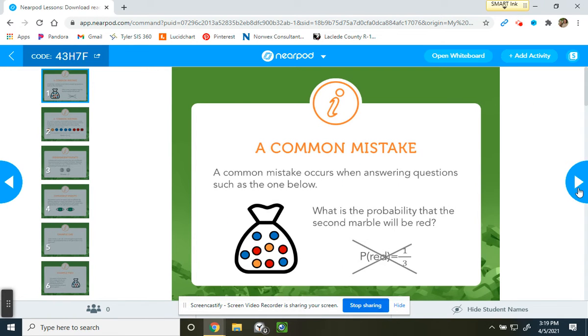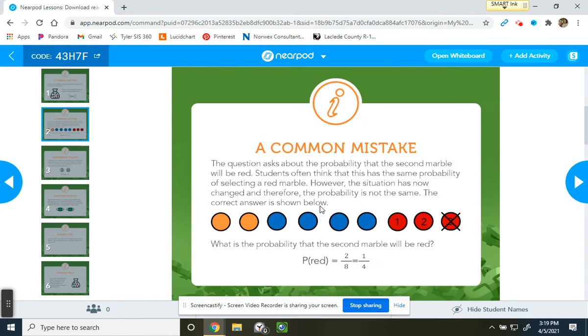All right, here's the common mistake that a lot of people make. They say the answer to this question is also 1/3. What is the probability that the second marble will be red? Well, it's not 1/3 because if I take a red marble out and then I go to draw for a second one, everything has changed. I now only have 8 marbles instead of 9, and I actually only have 2 red marbles, so 2/8. My probability would actually be 1/4. Okay, it's gotten even smaller because my chances are smaller.